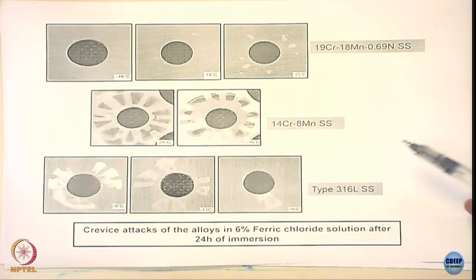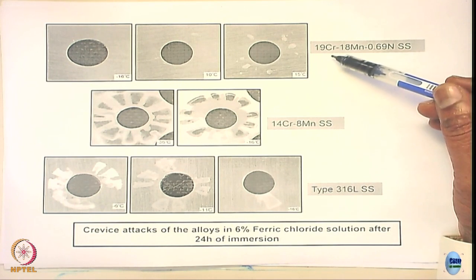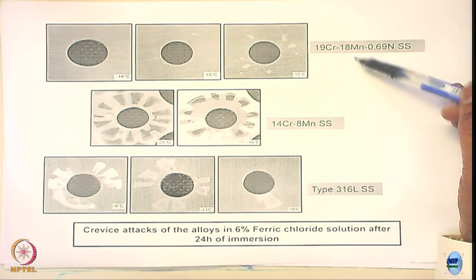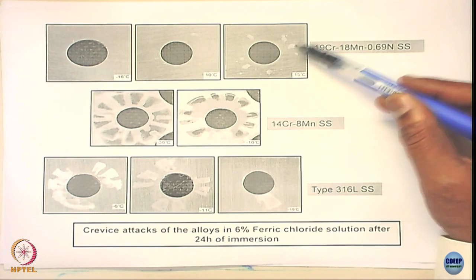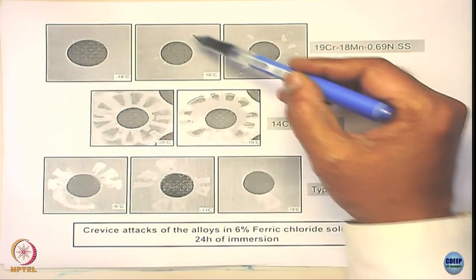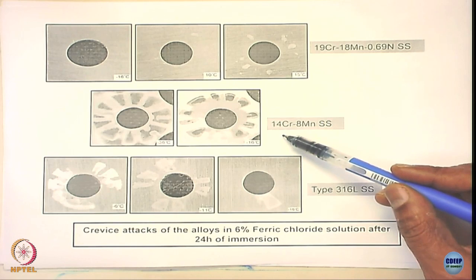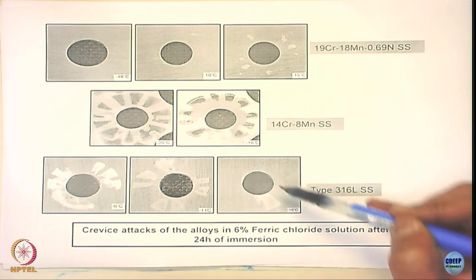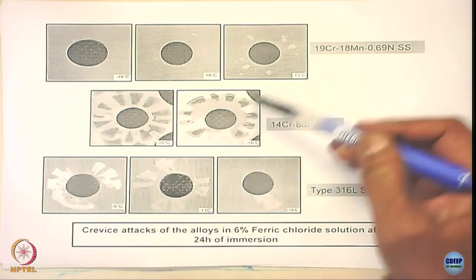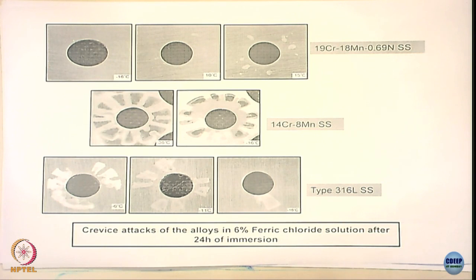It was done in the lab, and you can see this alloy is 19 chromium, 18 manganese, 0.69 nitrogen, and the attack is much less. You do not see much attack here, just 1 or 2, but the 14 chromium 8 manganese attack is quite severe, and for 316 the extent of attack is less. So, that means you are able to evaluate the crevice corrosion resistance of the alloy. But here it has been exposed only for 24 hours, not for 72 hours actually.